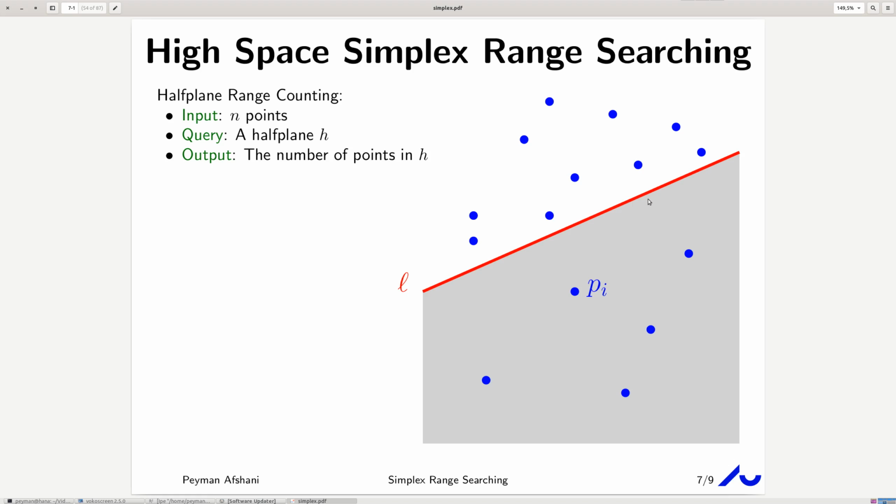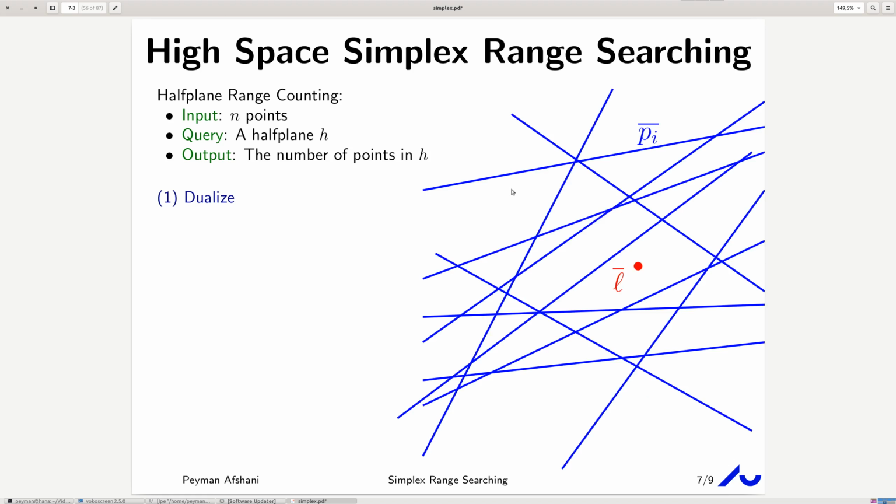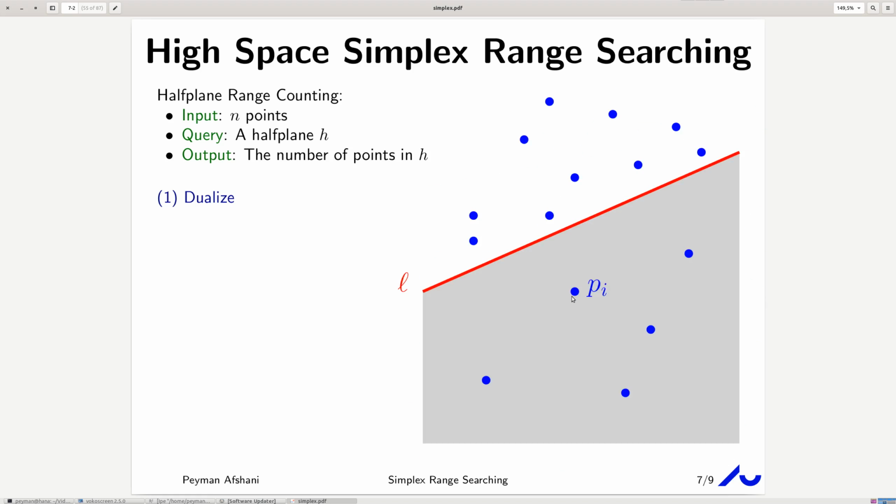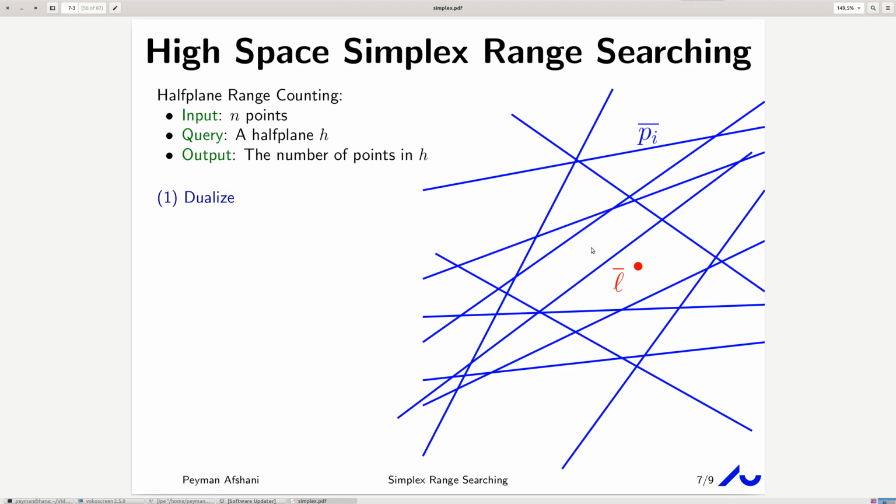Okay, so the first thing we do is to dualize. Remember that we want to count the points that are below this line L. When we go to dual space, the points become lines and the line becomes a point. Since we want to count every point that is below the line, it turns out that we want to count the number of lines that pass above this query point L.